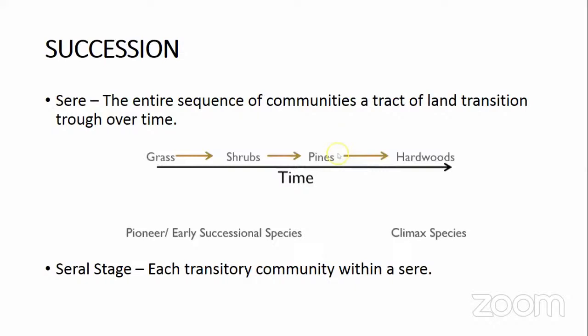So here is defined the entire sequence of communities on a tract of land, a transition graph over time. So you can see that in this sequence, from grass to shrub to pines and then hardwoods. Okay, so the early stage is called pioneer or early succession species, then it goes to climax. So each transitory community within a sere is called a seral stage.